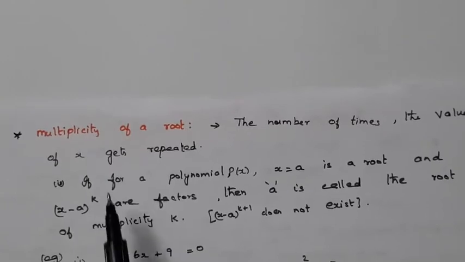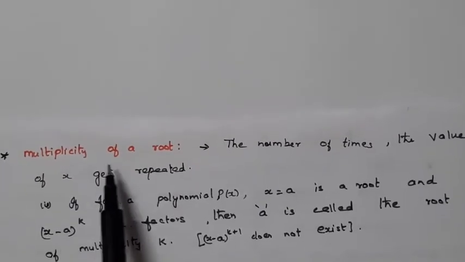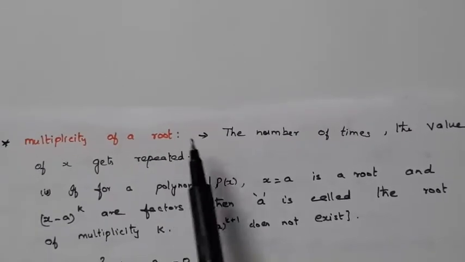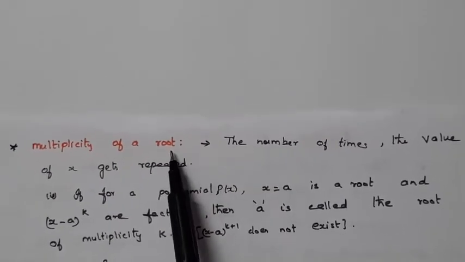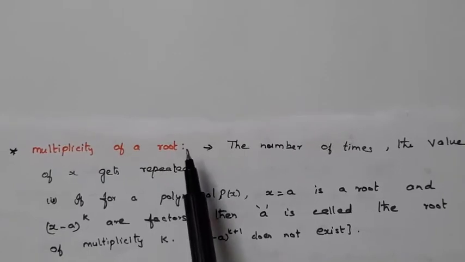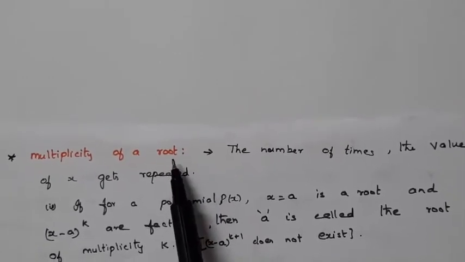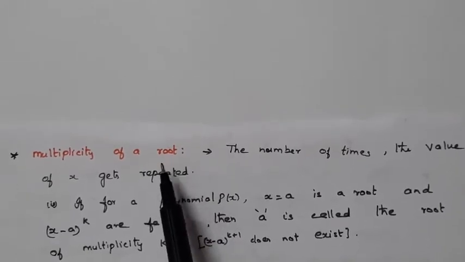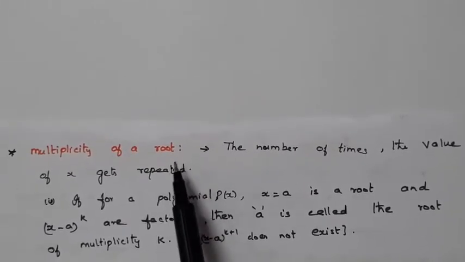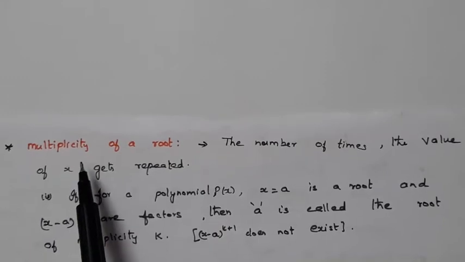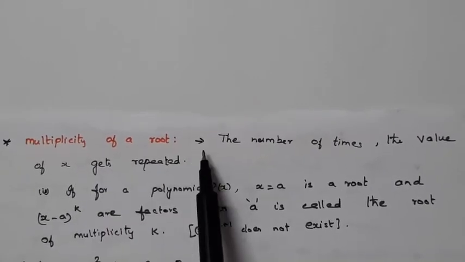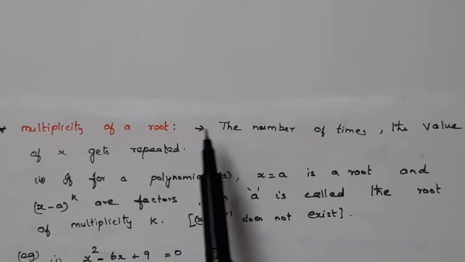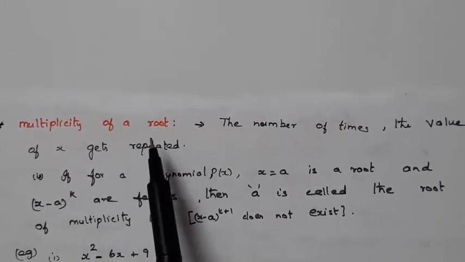Now we are going to see a new term called multiplicity of a root. So what do we mean by multiplicity of a root? You know that a root is nothing but the value of x which satisfies the equation. So if any value of x is repeated twice or thrice, then the number of times it gets repeated is called its multiplicity. So the number of times the same value can get repeated in an equation is called its multiplicity.